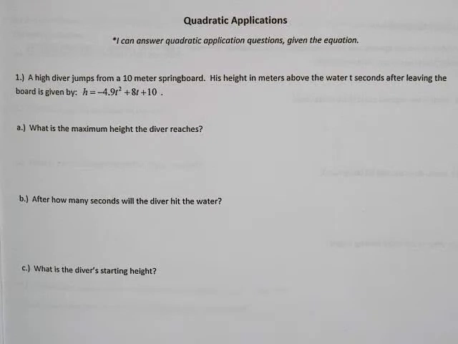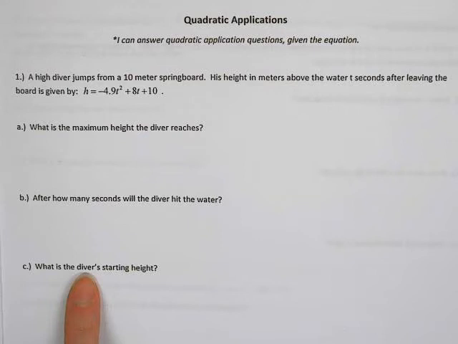All right, guys, welcome to Quadratic Applications using our parabola vocab and key features. So today, you're going to have to know what the problem's talking about. Which part of a parabola are they asking for? And then you're going to have to know how to find it.